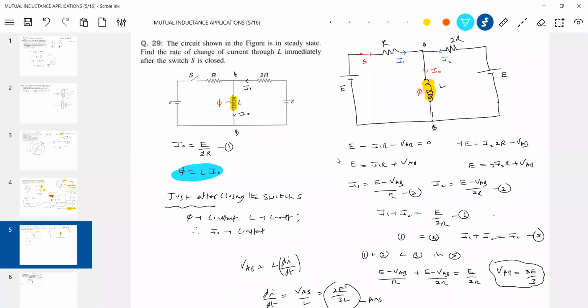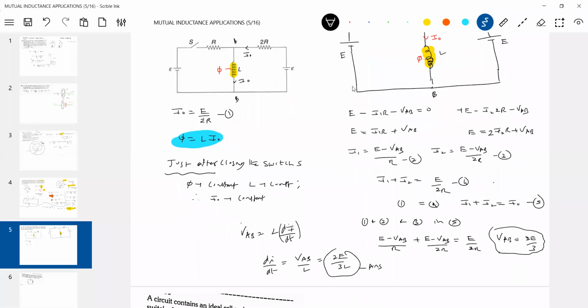Anything related to this concept can be asked in the exam. So please be careful. Do revise such questions because some theoretical ideas are involved here. Okay. Let's take the next question.